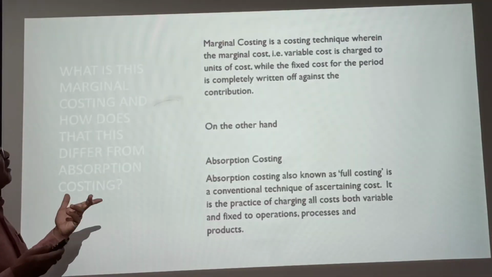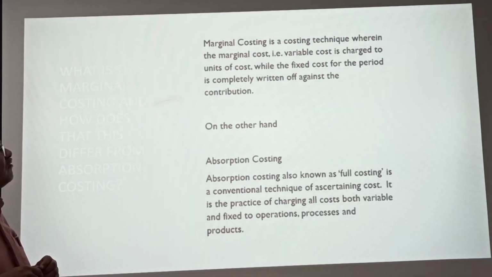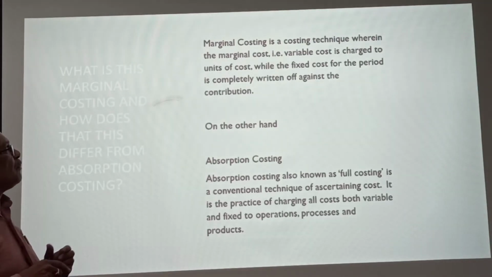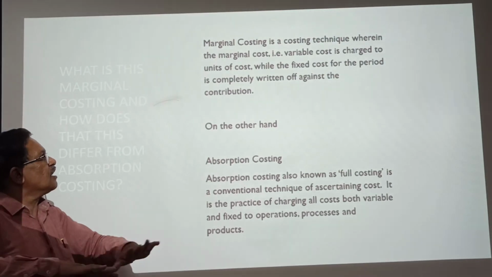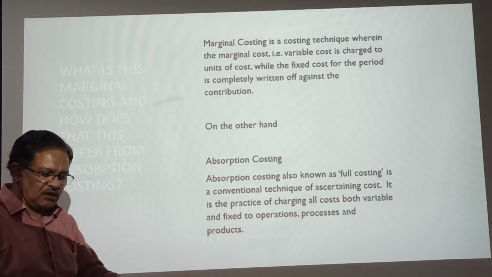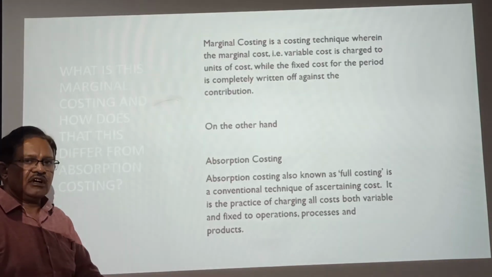So, what is this particular marginal costing I am talking about? Marginal costing is a costing technique wherein the marginal cost, that is variable cost, is charged to the units of cost, while the fixed cost per period is completely written off against the contribution. As I said, fixed costs are considered to be period costs. We are not going to absorb them. We are not going to consider them for decision making at all.